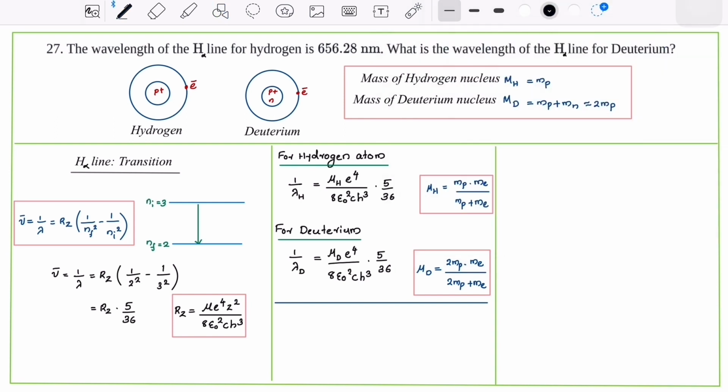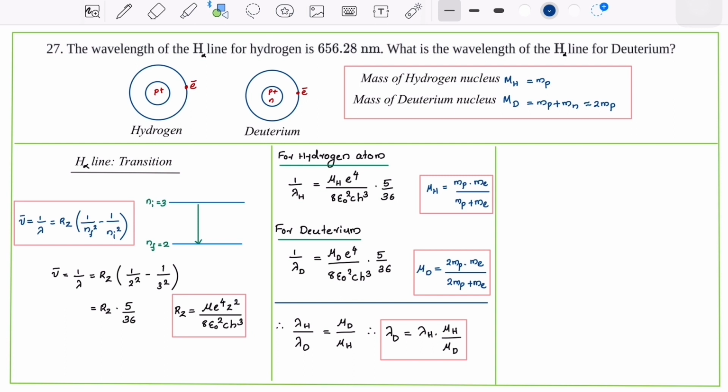We have to find out the wavelength of H alpha line for deuterium, that is, we have to find out λd. From the above equation, we can see that λh/λd is μd/μh, or λd, the wavelength of H alpha line for deuterium, is λh into μh divided by μd. Now using this equation, you can find out the wavelength of H alpha line for deuterium if you know the reduced mass of hydrogen and deuterium. Also, λh is given in the question.